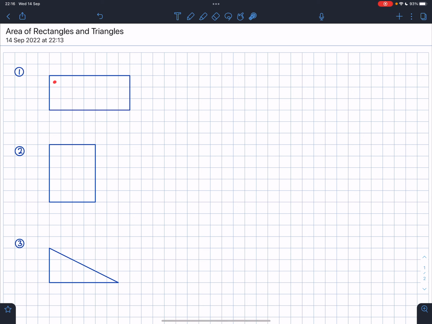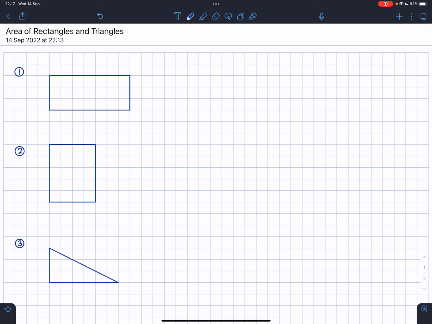So if I count them, I get 1, 2, 3, 4, 5, 6, 7. Then another 1, 2, 3, 4, 5, 6, 7. So that's 14. Then another 1, 2, 3, 4, 5, 6, 7. That's 21. So we have 3 rows of 7, or 3 sevens. Alternatively, you could think about it that we have 7 columns that each have 3. Again, the quickest way of doing 7 lots of 3 is 7 times 3.